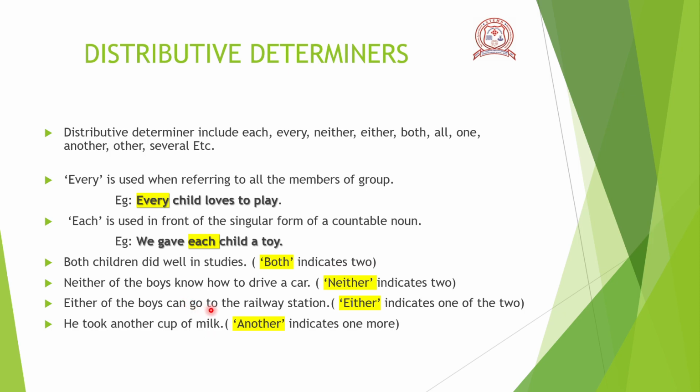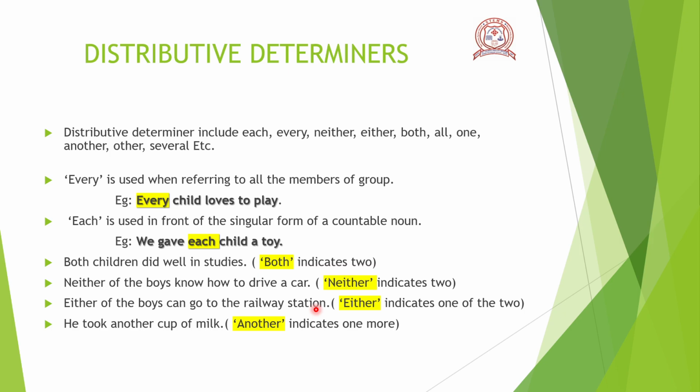Either of the boys can go to the railway station. Either indicates one of the two. Okay, there is an "of" missing here.